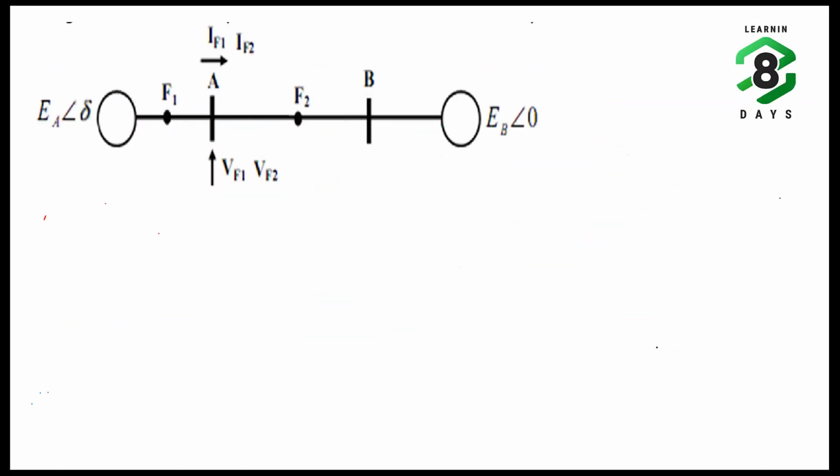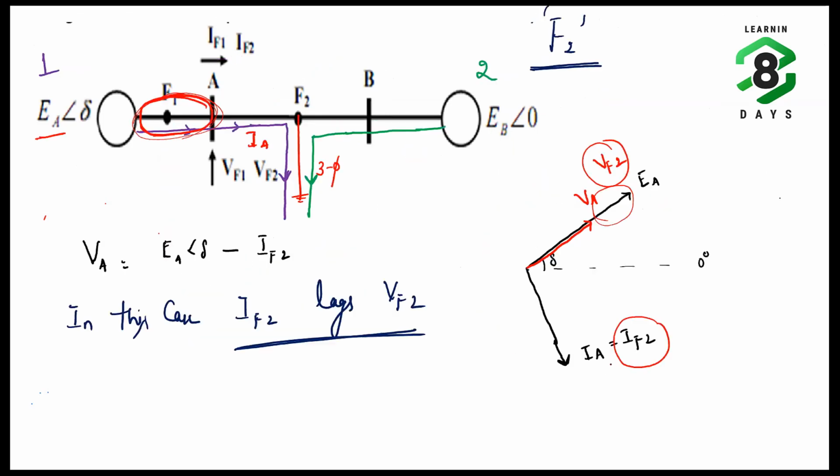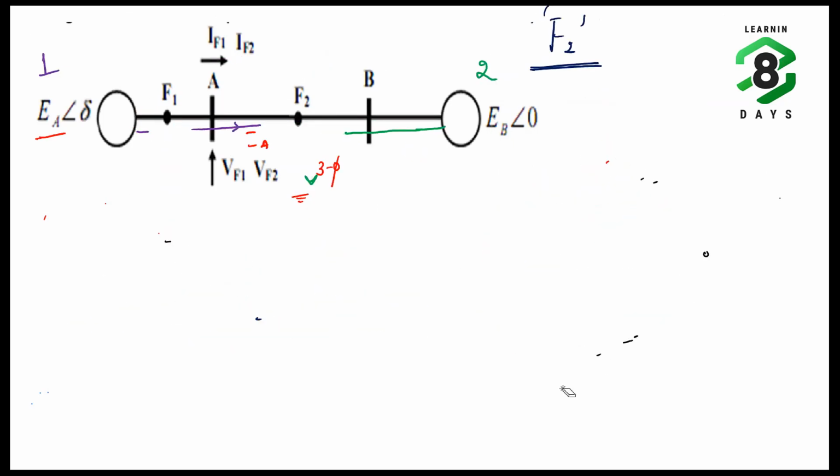The first thing which I want to tell you is that if you go to the first case, the fault is occurring at the middle of the line. That means he is asking what is the angle between the voltage and current at bus bar. Remember one point: if the fault is occurring ahead of the bus bar, that means after the bus bar, then the bus bar voltage leads the bus bar current.